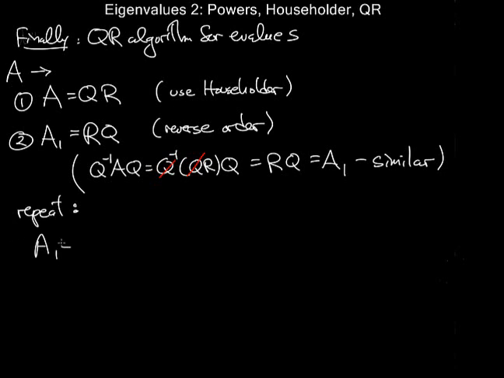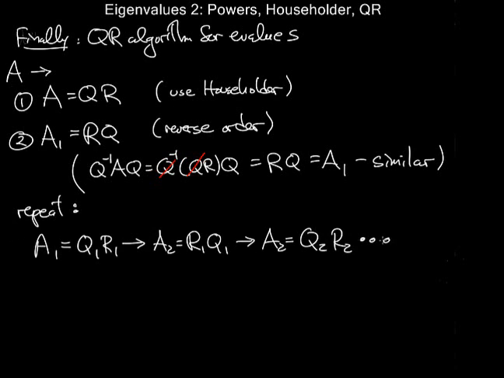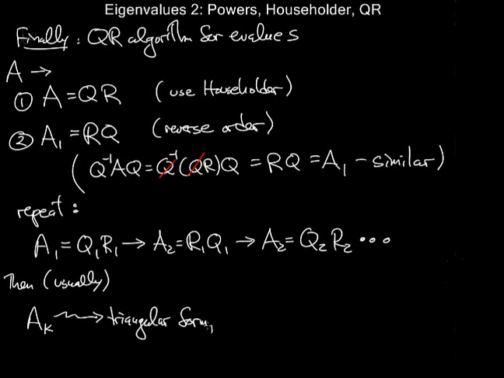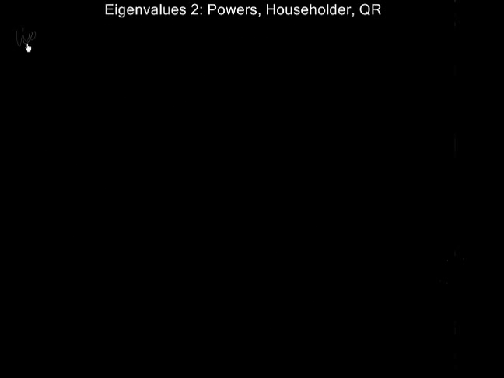And now repeat. Find the QR decomposition of A1. Well, that's going to be something new. And then switch the order and do it again and again and again. This is an iterative process. And the remarkable thing is that this thing becomes closer and closer to a triangular matrix, usually, almost always, in fact. These matrices become triangular, and the diagonal entries become closer and closer to the eigenvalues.